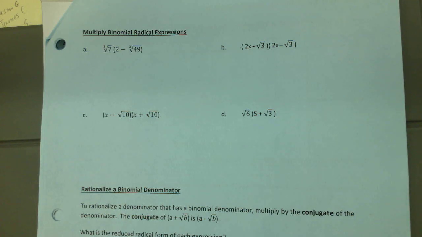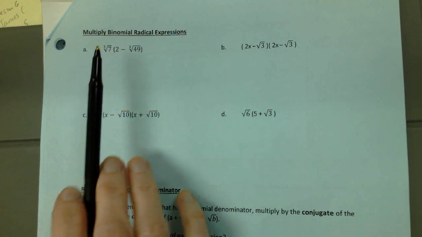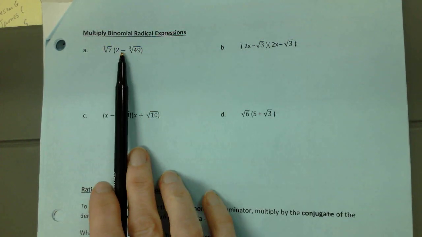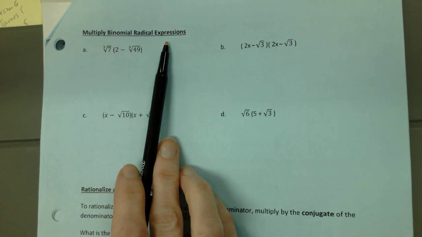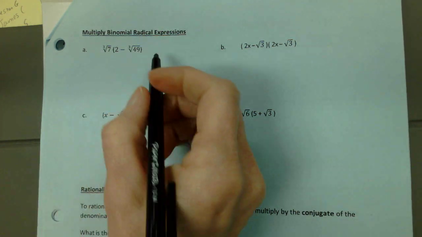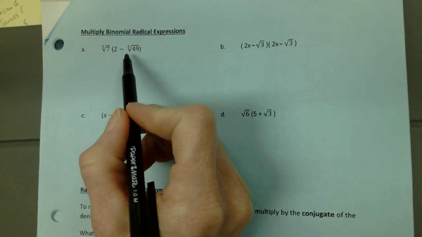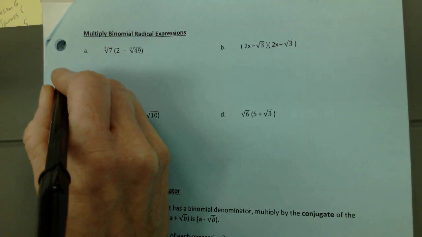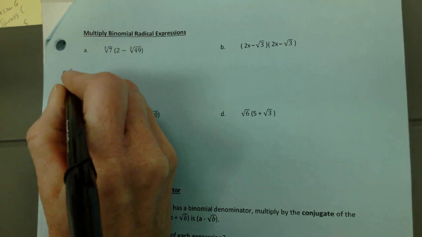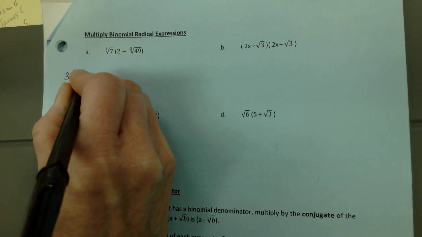All right, so we're going to wrap up section 5.2 today, and we're going to start with the section here. We're on page 7, and we are going to multiply binomial radical expressions. When we talk about a binomial, we talk about two terms, and in Algebra 1, we might have taken 3 times the quantity x plus 2.